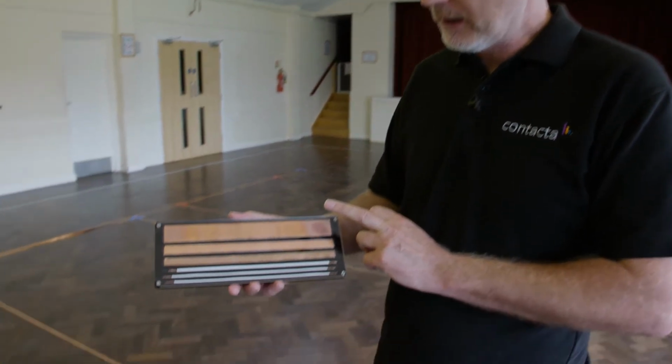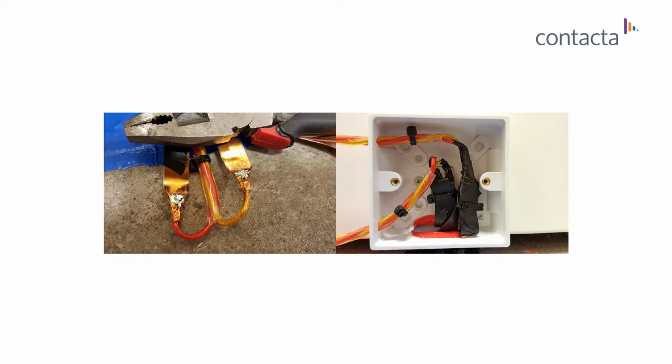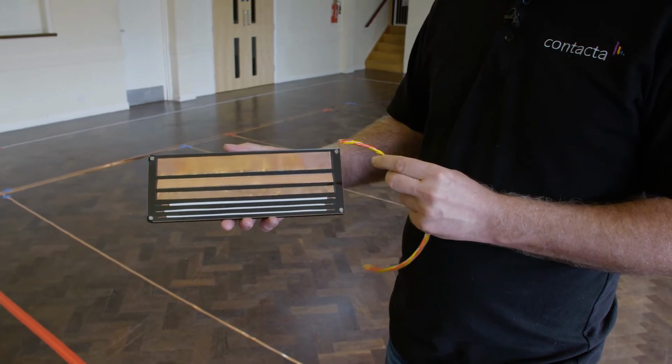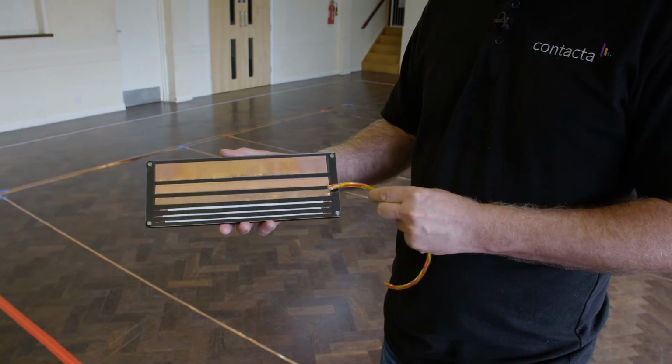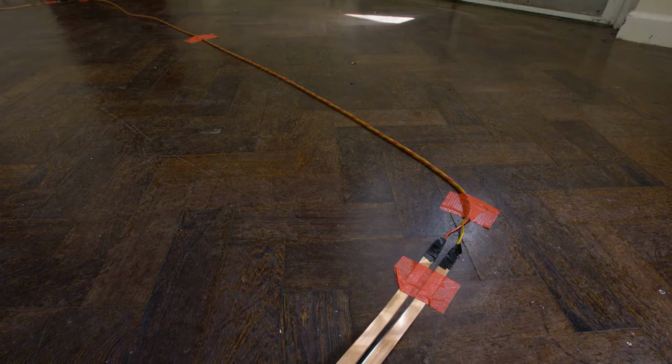To terminate the loop system, once you've run it round the room, we would use a feeder cable to go back to the loop driver. This is a typical feeder cable. It is a twisted pair and it will be soldered to the ends of the loop cables and then a connector put on the other end to connect to the loop driver.